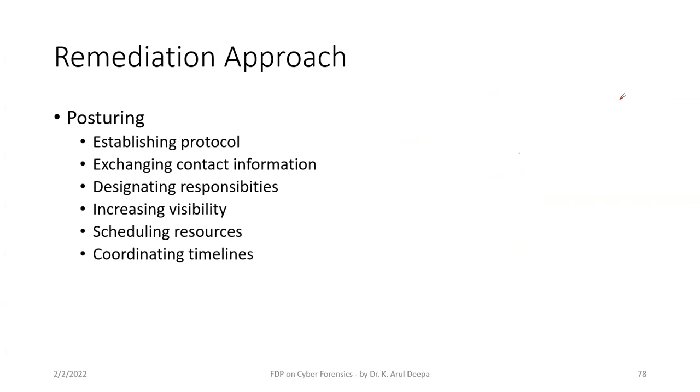Then exchanging the contact information: if anything happens, whom to contact, whom he should report to. So that exchange of contact information has to be there. Designating responsibilities, whose responsibility is this if anything happens. Such designating responsibilities should be done. Visibility has to be increased. Resources should be scheduled properly. Timelines should be coordinated. So these are all the various remediation actions that come under posturing.